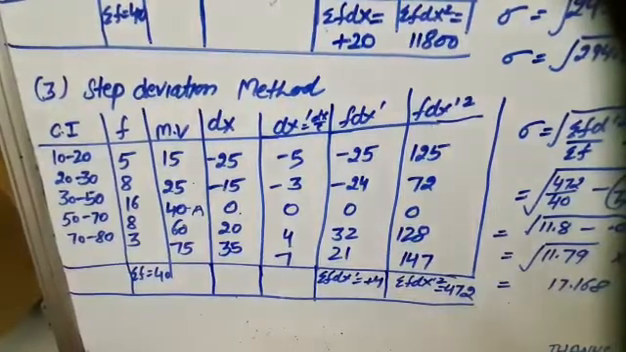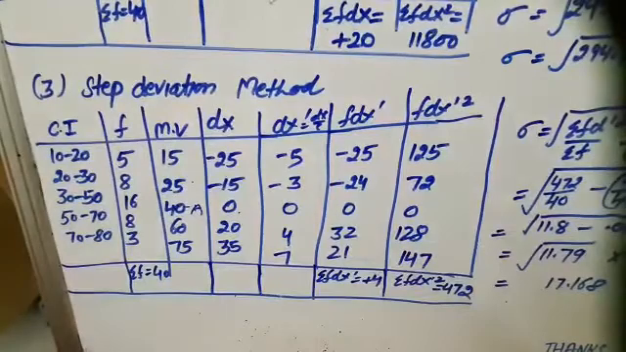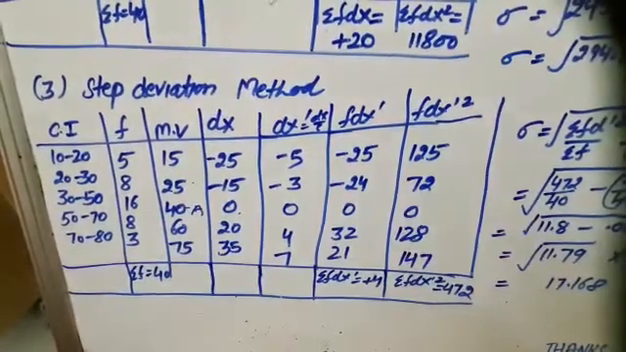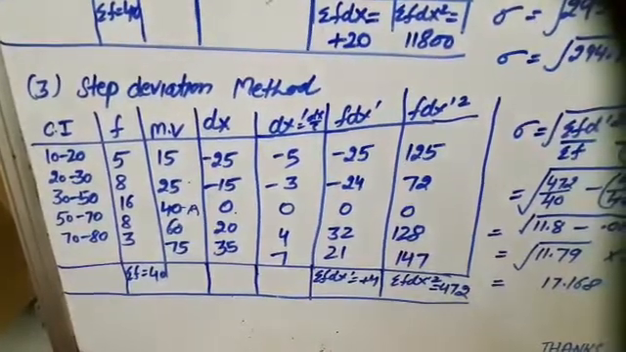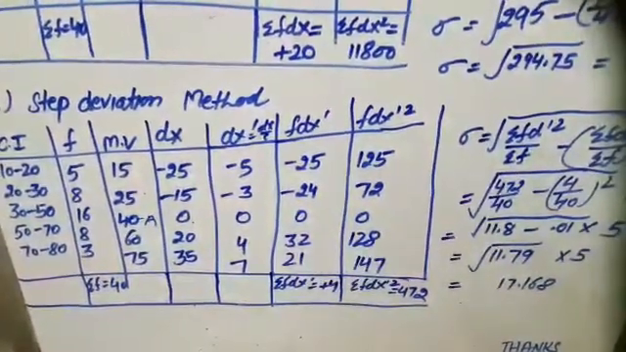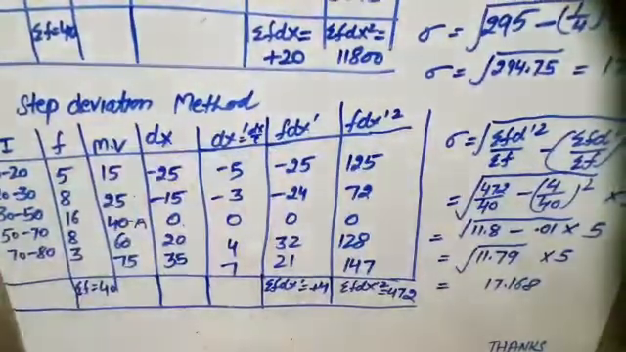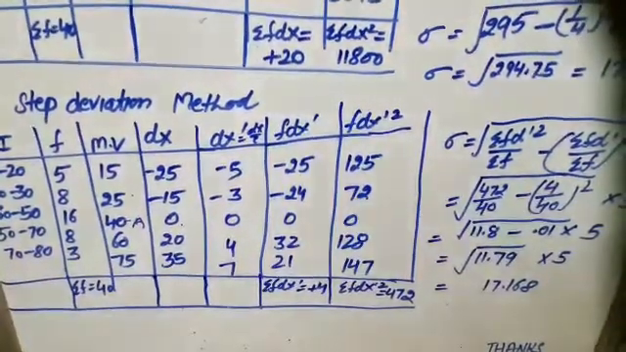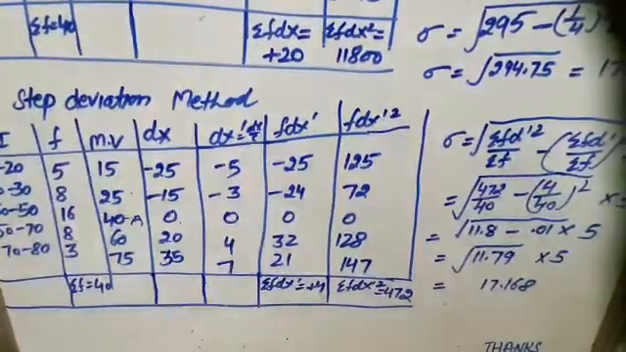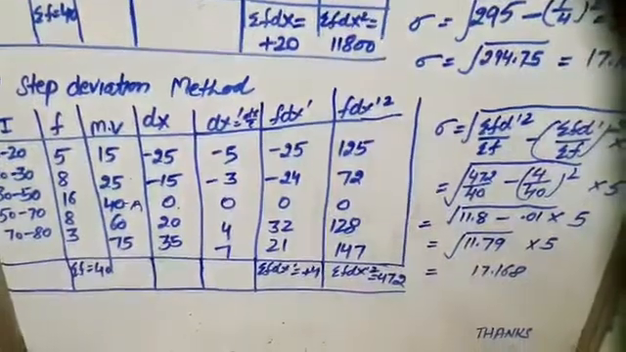Then f dx dash, which is equal to minus 25, minus 24, 0, 32, 21. Sigma f dx dash is equal to plus 4. F dx dash square, that is f dx dash multiplied by dx dash, which is equal to 125, 72, 0, 128 and 147. Sigma f dx dash square is equal to 472.